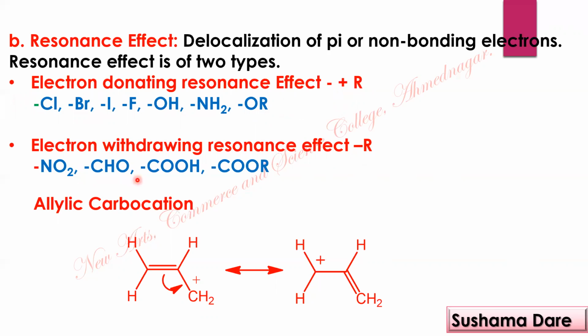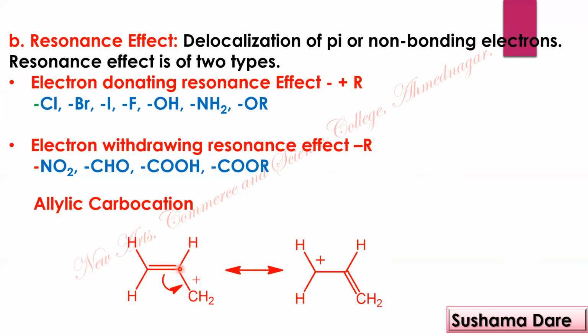But if nitro, aldehyde functional group, carboxylic functional group, and ester functional group are attached to the conjugated system, then this group shows electron withdrawing resonance effect. So let us talk about the first type of carbocation, the allylic carbocation. So what is allylic carbocation?